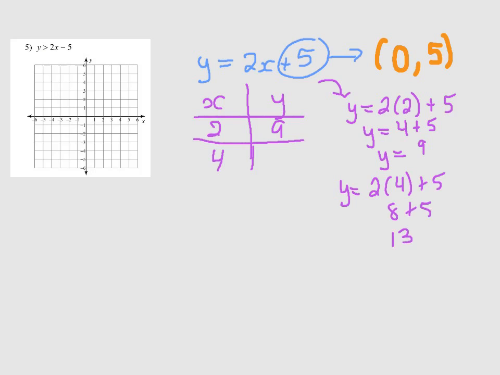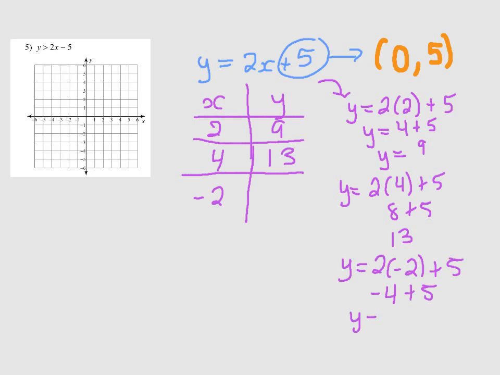But as I'm doing this, I realize that the graph that I've given you here won't fit when x is 2, y is 9. So I'm going to add a separate column for something that might actually fit onto our graph. How about I pick when x is negative 2. So when x is negative 2, y is equal to 2 times negative 2 plus 5, which is negative 4 plus 5, y is 1. So when x is negative 2, y is 1.